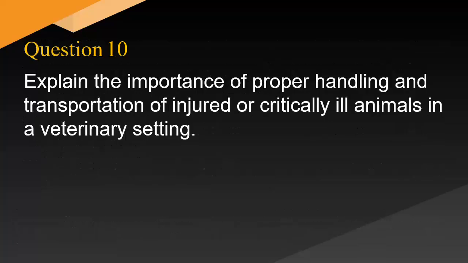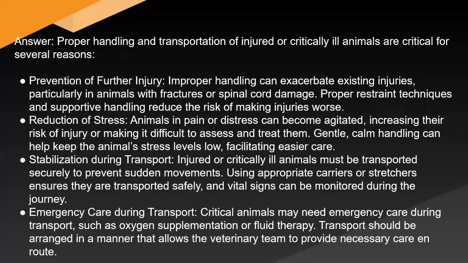Explain the importance of proper handling and transportation of injured or critically ill animals in a veterinary setting. Answer: proper handling and transportation of injured or critically ill animals are critical for several reasons. Prevention of further injury. Improper handling can exacerbate existing injuries, particularly in animals with fractures or spinal cord damage. Proper restraint techniques and supportive handling reduce the risk of making injuries worse.